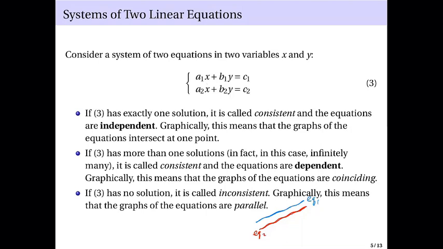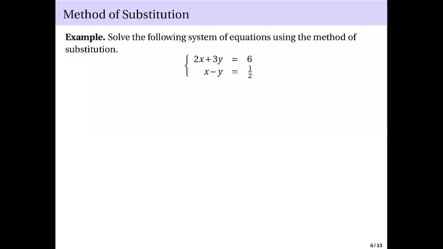Okay? So, method of substitution. We get one equation. We write one variable in terms of the other. Then we substitute into the other equation. Then we solve for the other variable, and then we solve back for the variable that we substituted. It will be explained further, or maybe you will understand it better when we do the following example.